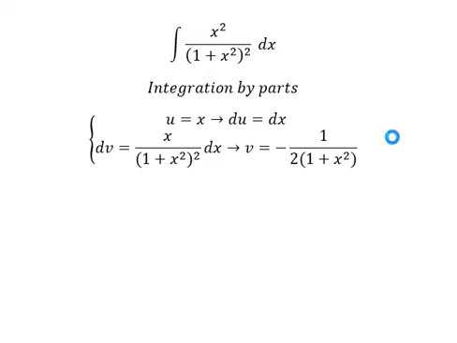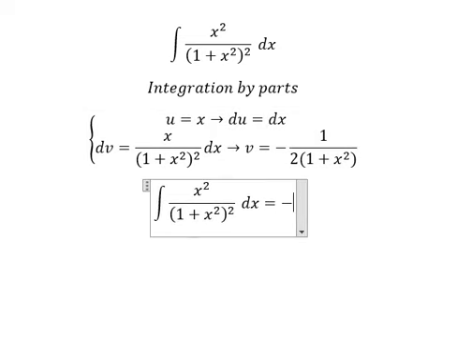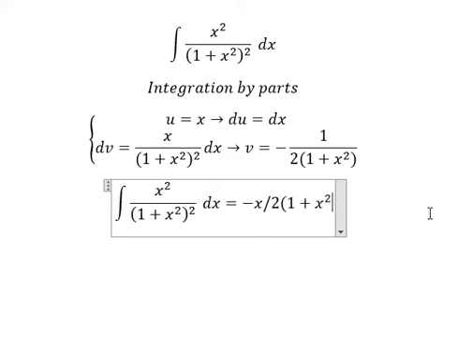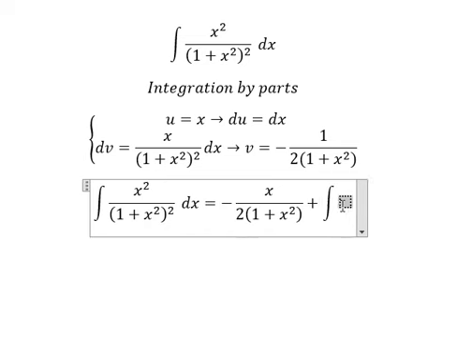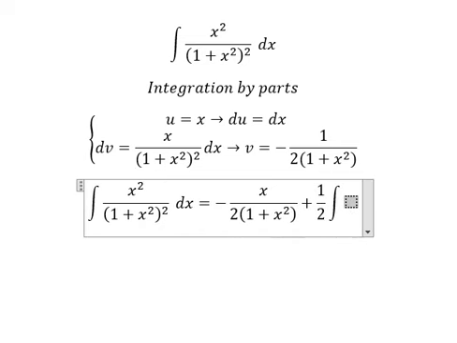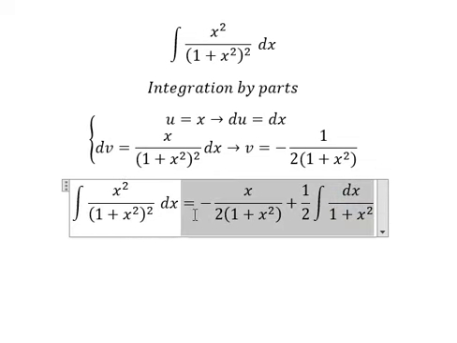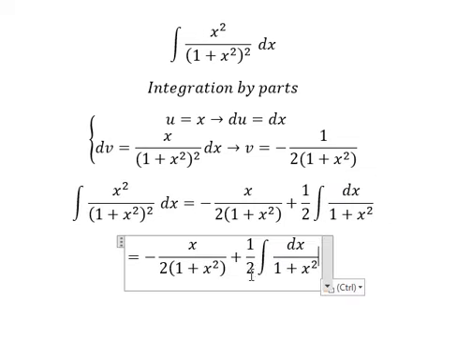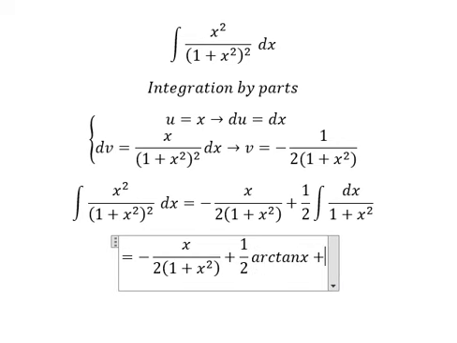So this one, we have u multiplied by v, minus we have du multiplied by v. So negative and negative, we have positive, and then we have the integration, and we put the 1 over 2 here. So the integration of this one, we have arctan of s, and I will put plus c.